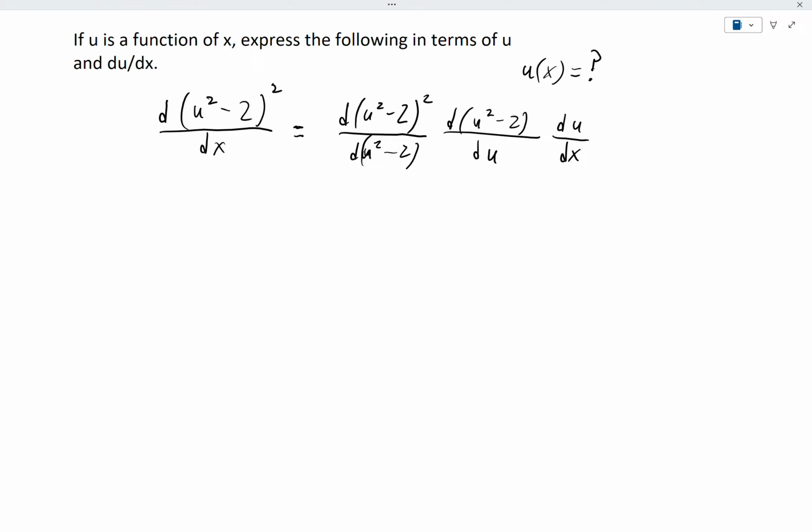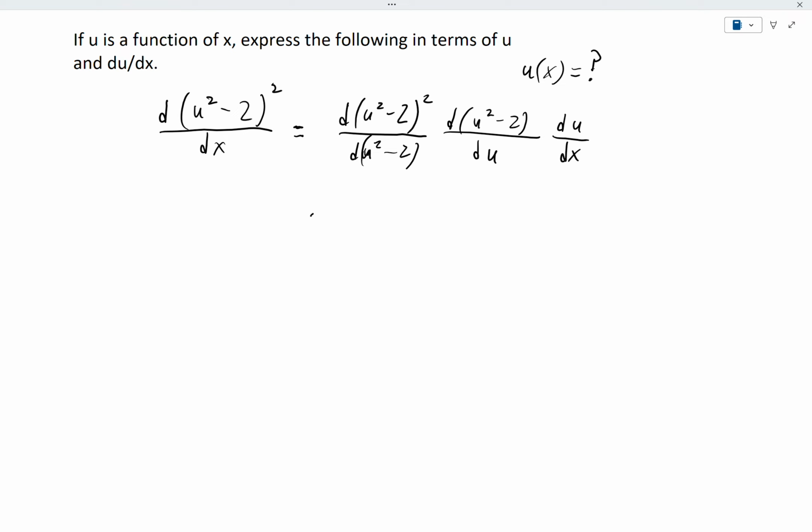You're just looking at trying to break this into an inner function, an even more inner function, an even more inner function, until finally you're taking the derivative of that function with respect to x, which you can easily do. So this is the big chain here that I created, and now we simply evaluate these derivatives if we can.